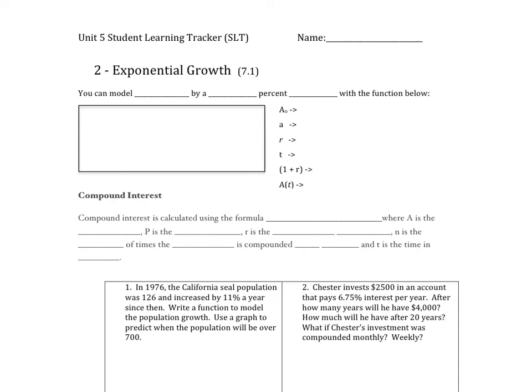In this video tutorial, we will look at exponential growth and specifically writing and evaluating that growth model. So you can model growth by a constant percent increase with the following function. So we have A of t equals A times (1 plus r) to the t.